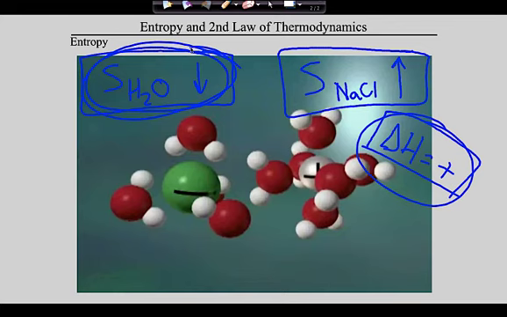And we're going to work on quantifying that next time. But guys, that's the big idea. Entropy is a driving force. Increasing entropy is a driving force. But that driving force has to overcome the forces that are working against it. And the forces that are working against it are a decrease in the disorder of the water, because we see the water molecules all organized now, and the endothermic nature of the process, because energy is going in, and spontaneous processes want to lose energy.